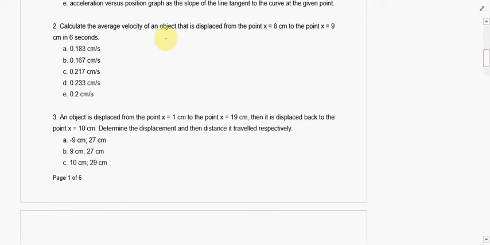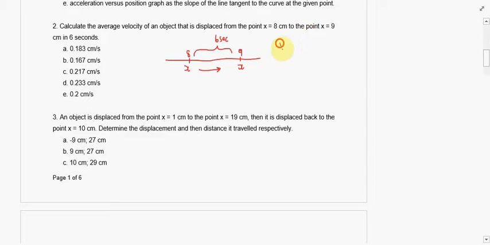Alright, what about number 2? Calculate the average velocity when something is displaced from x equals 8 to x equals 9 in 6 seconds. So in essence, pretend you have a number line, pretend that that's pretty straight, and we have some point along the number line where x is equal to 8, and then you move to some point where x is equal to 9. This could denote meters, centimeters, some other length. And you cover this distance in a period of 6 seconds.